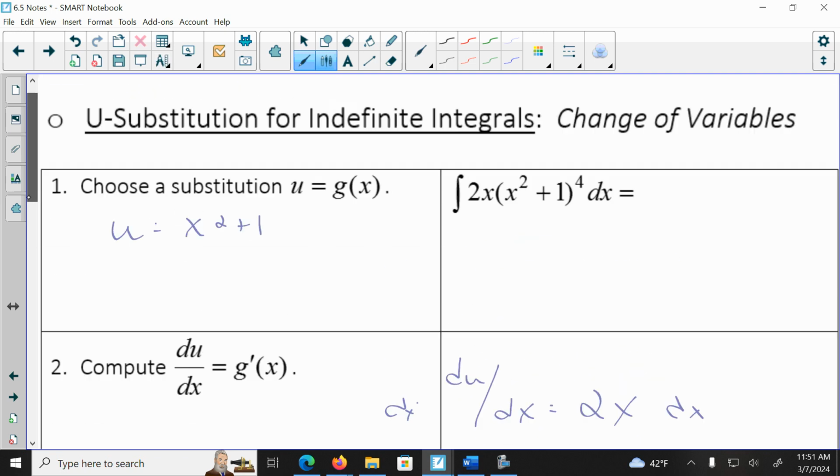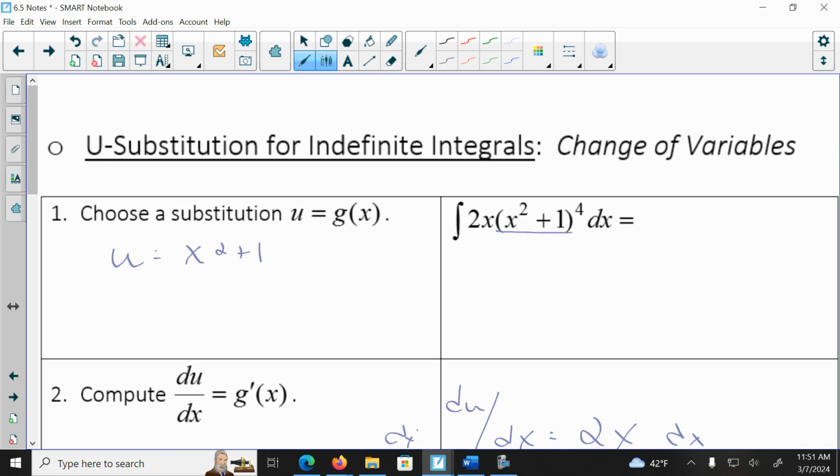Then I'm going to go back up here to this integral. This is what I made u. Are you with me? Yeah. Wait, can you go back to the u?